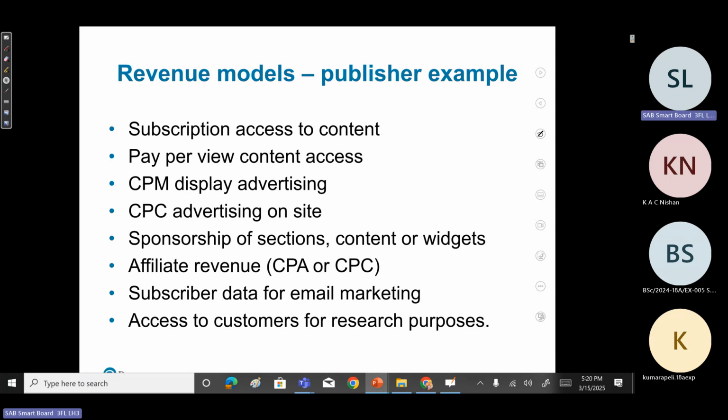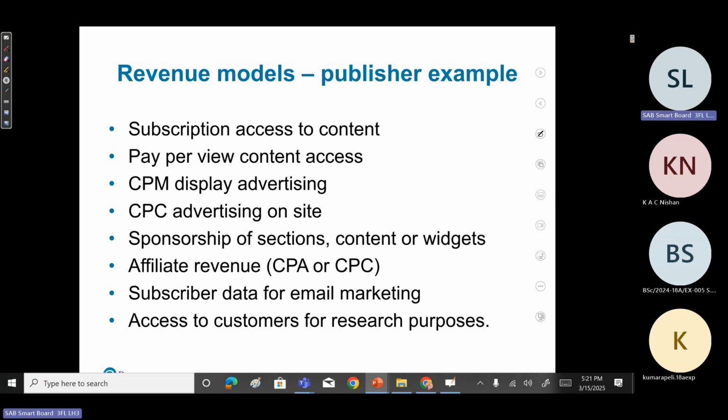And then the second one is pay-per-view content access. Then CPM, CPC, sponsorship, affiliate revenue, subscriber data, and access to customers. Likewise, there are 8 ways that you can make money out of a website and out of your customers by advertising on your website. These are different ways that you can use advertising and then earn revenue.